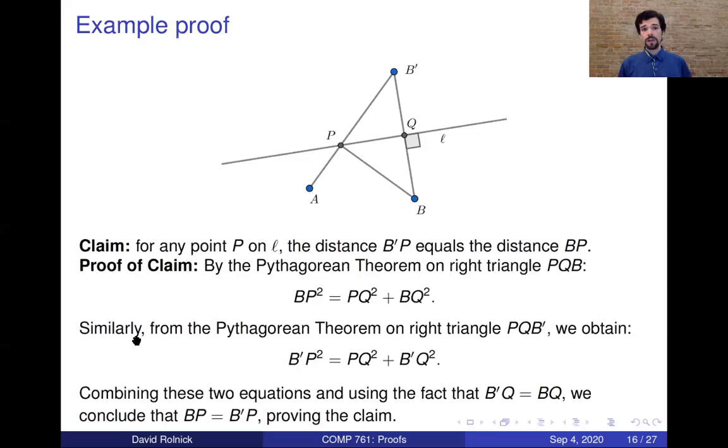Notice that I can say similarly. Similarly is very useful. Sometimes you will find yourself using the same argument multiple times with slight variations. Indicating similarly, or in some cases you can say by symmetry, here it's not really by symmetry, but indicate that, it'll help make it a readable proof. So we have these two equations, and you can say combining these two equations and using the fact that B'Q equals BQ, remember we defined it to be that, we conclude that BP equals B'P, proving the claim. That's because this is just equal to this, so this is equal to this. So this proves the claim. It doesn't prove our result.